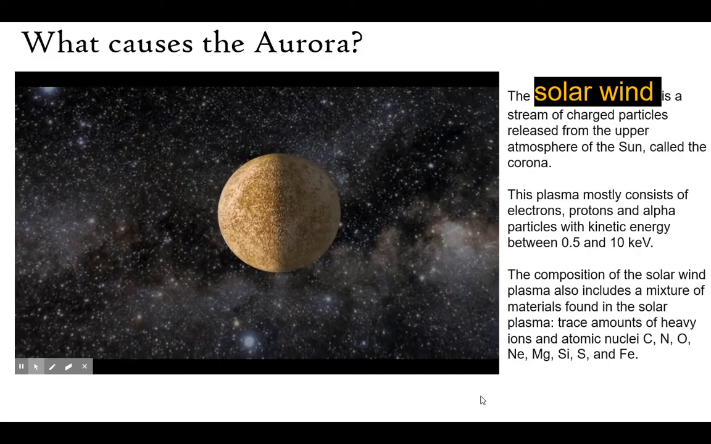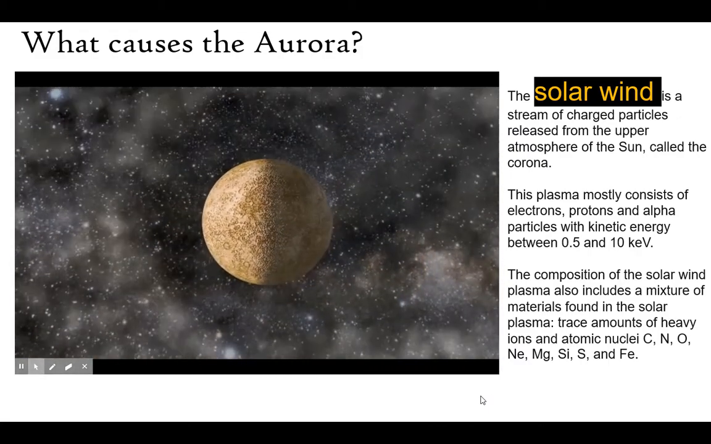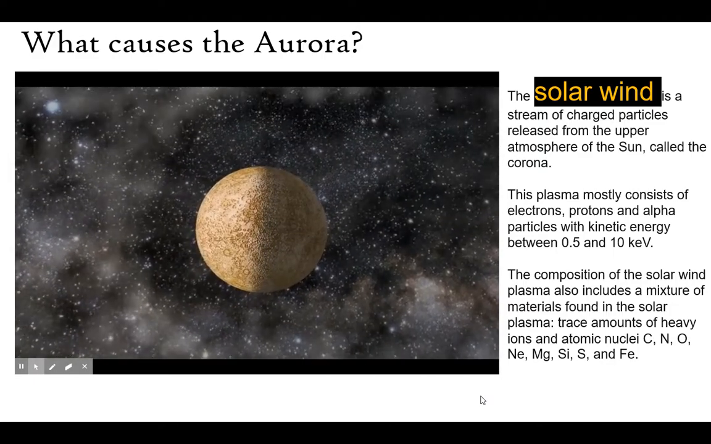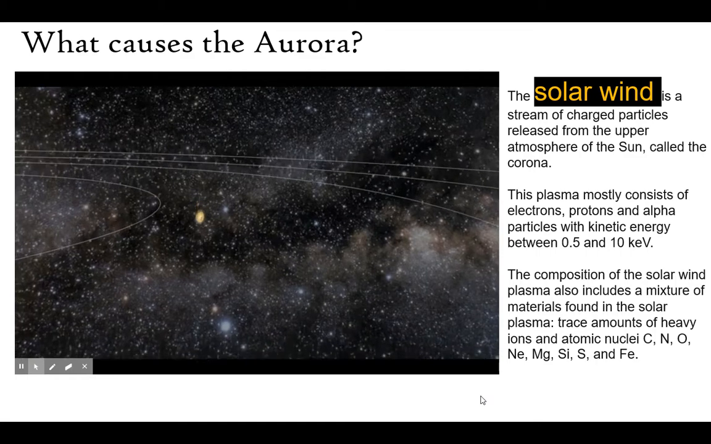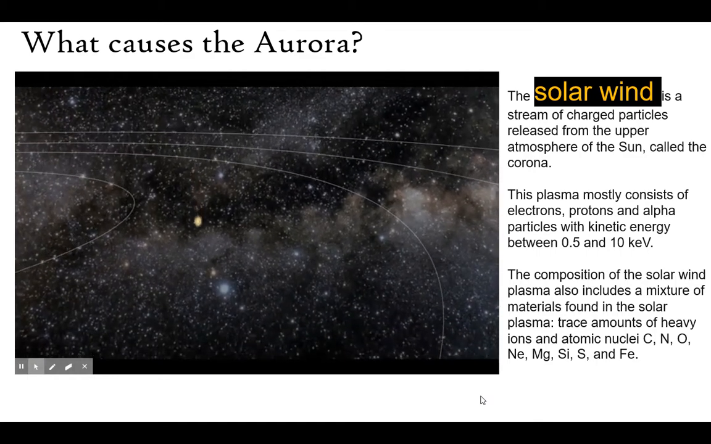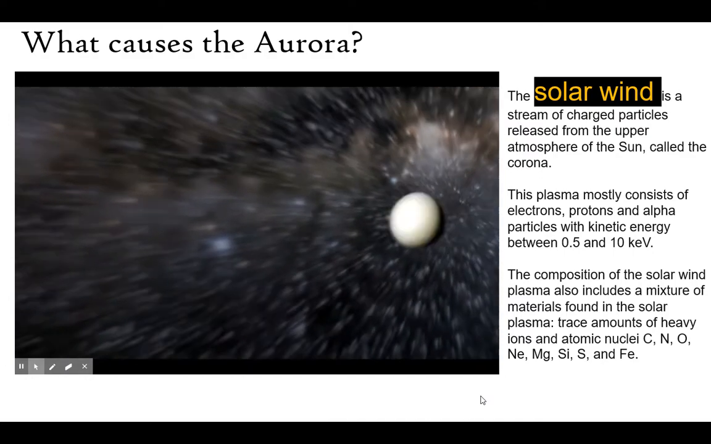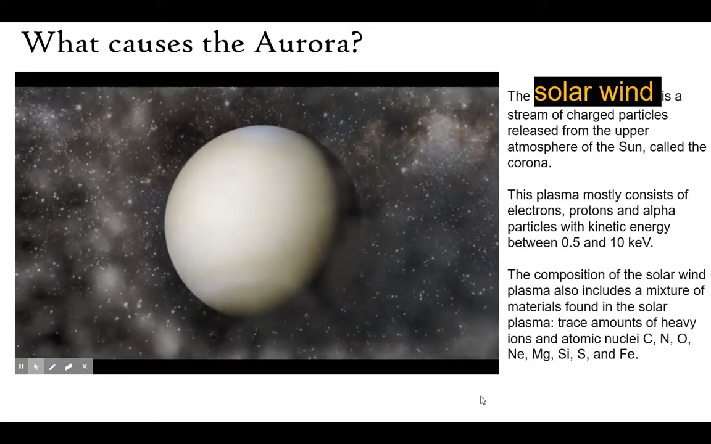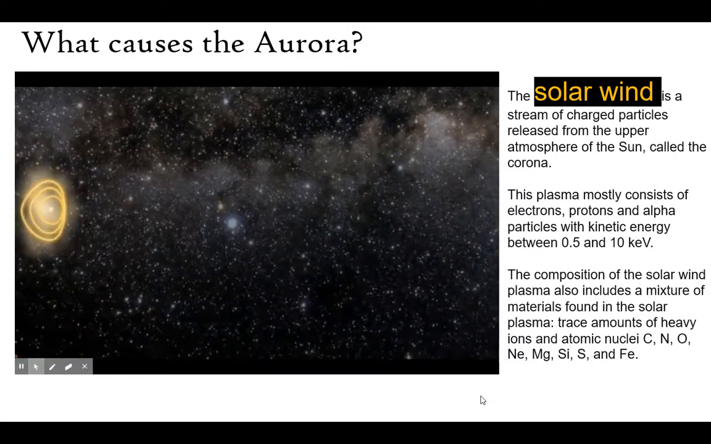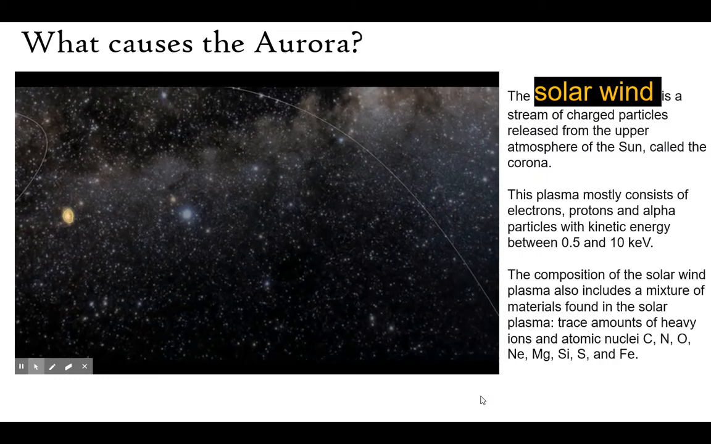After 6 hours, it blows past the planet Mercury. After 12 hours, it reaches the planet Venus. After 18 hours, the solar storm reaches the Earth.